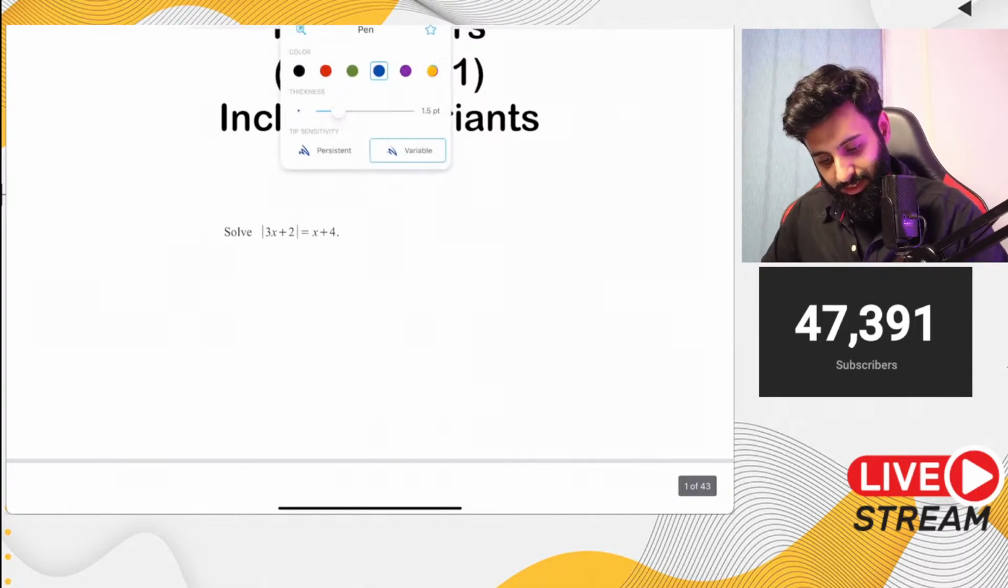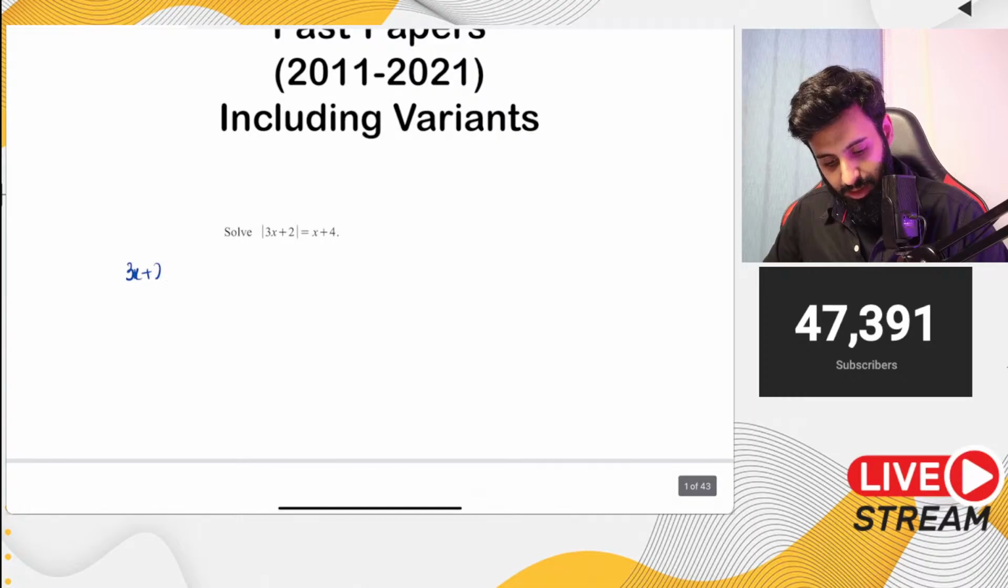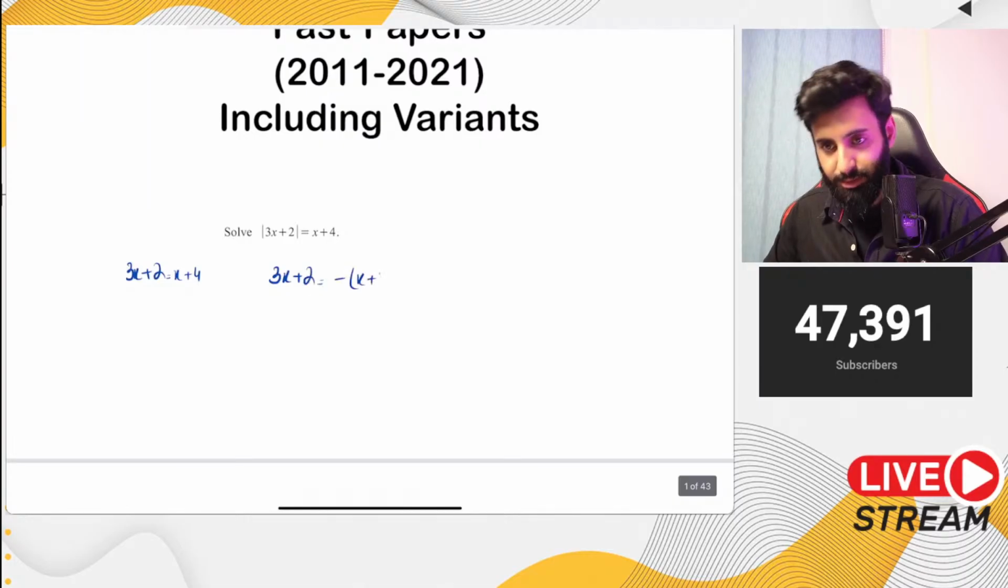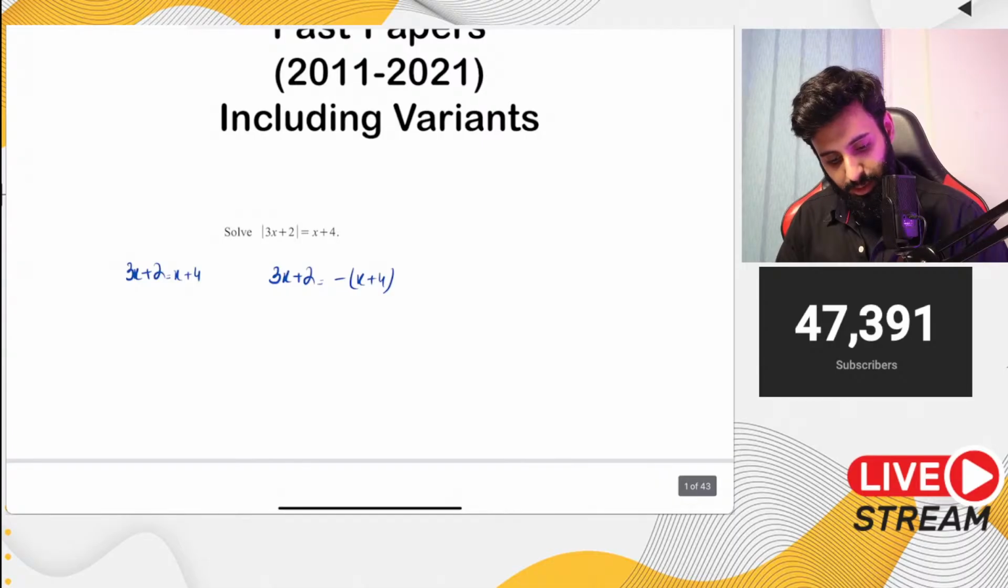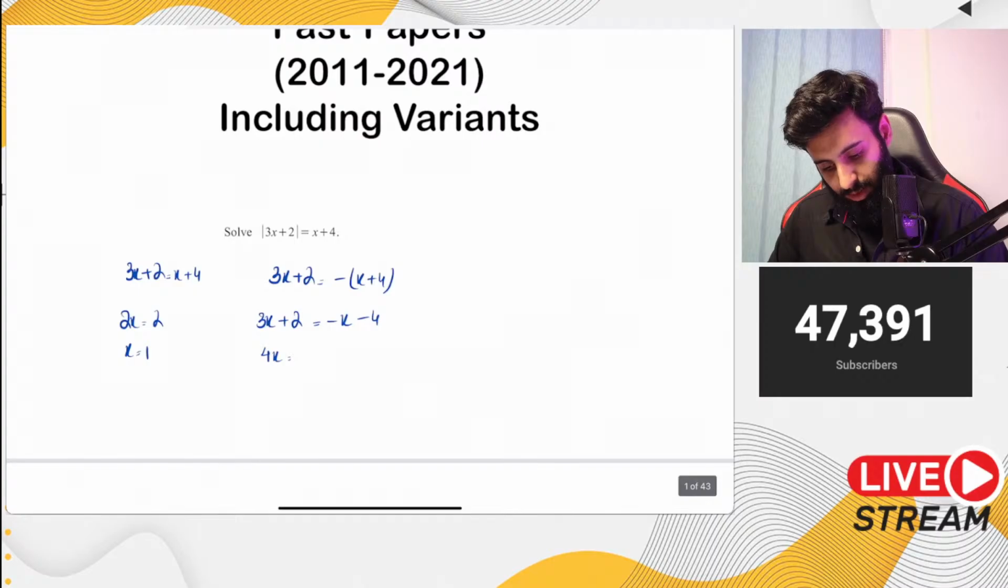Okay, so the correct answer to the previous question was... So we'll solve it as it is. 3x plus 2 equals x plus 4, and then 3x plus 2 equals minus x plus 4. One with the plus sign and one with the minus sign. Then you will have 2x equals 2, which means x equals 1. That's one solution. And in this case, you will have 3x plus 2 equals minus x minus 4, which makes it 4x equals minus 6, and x equals minus 3 upon 2.